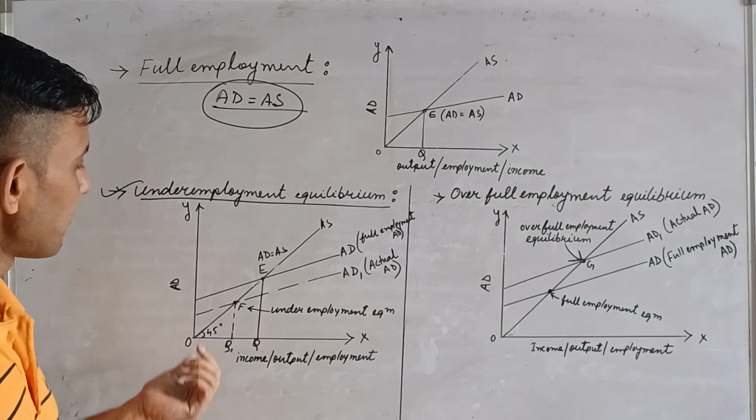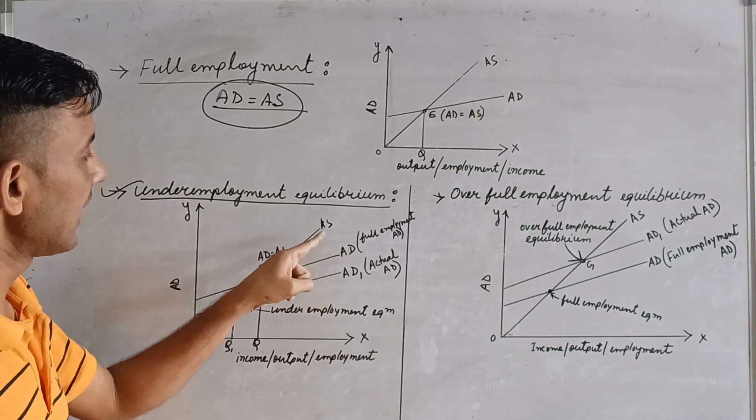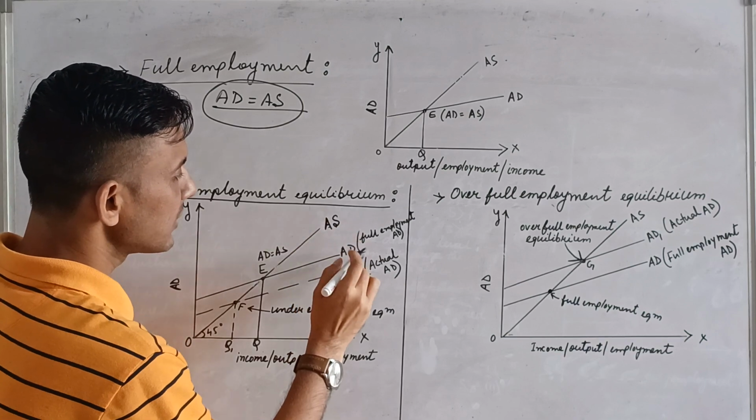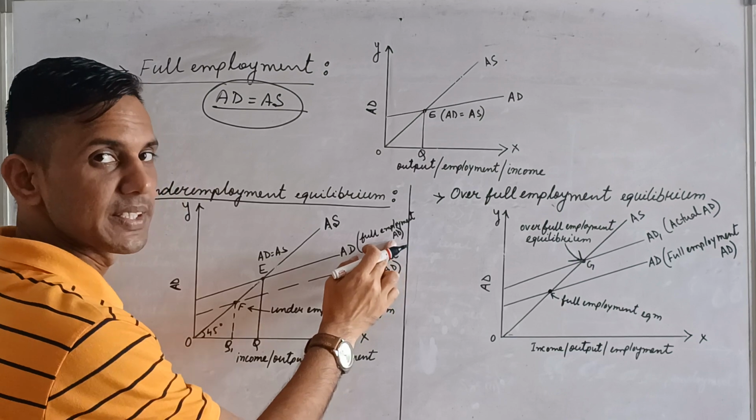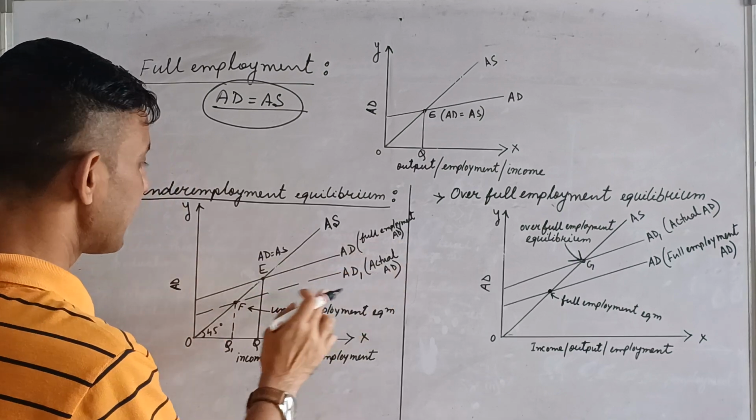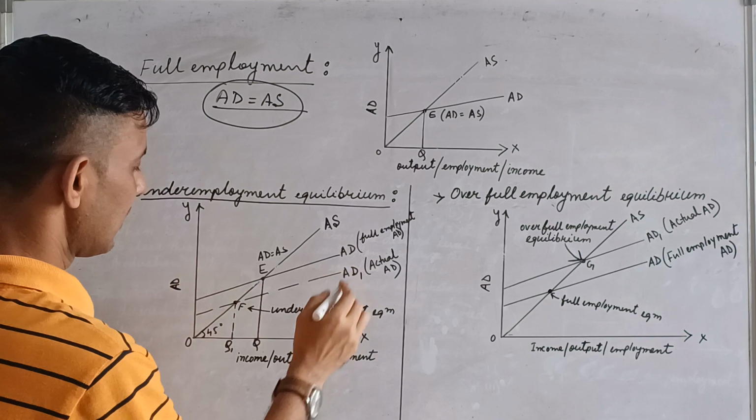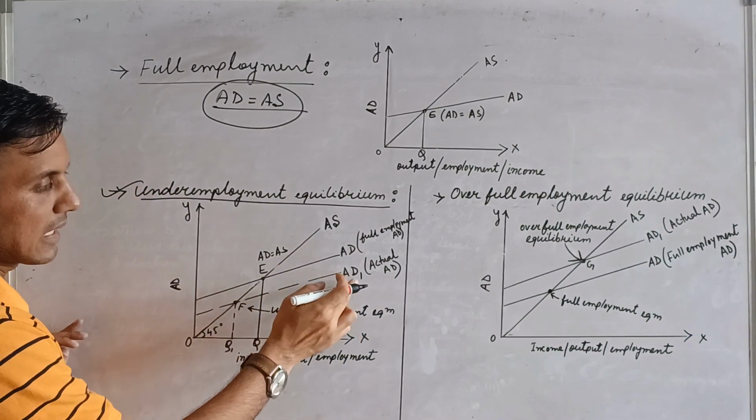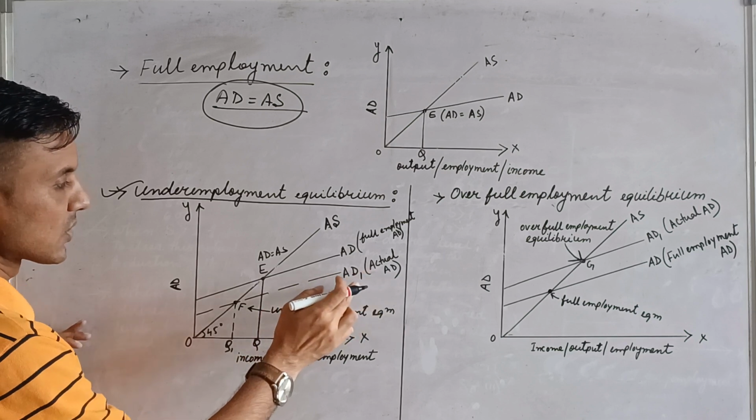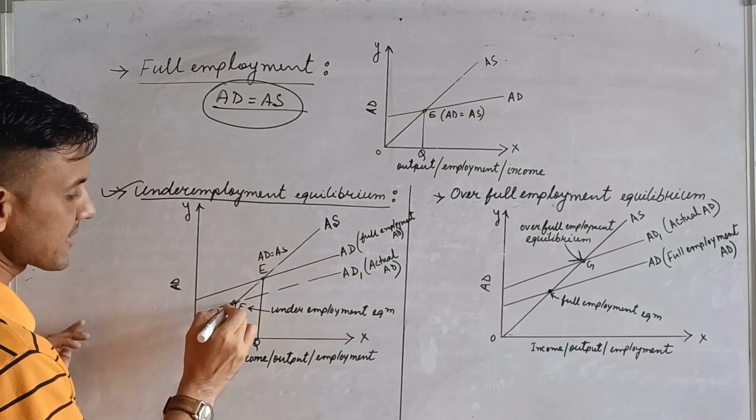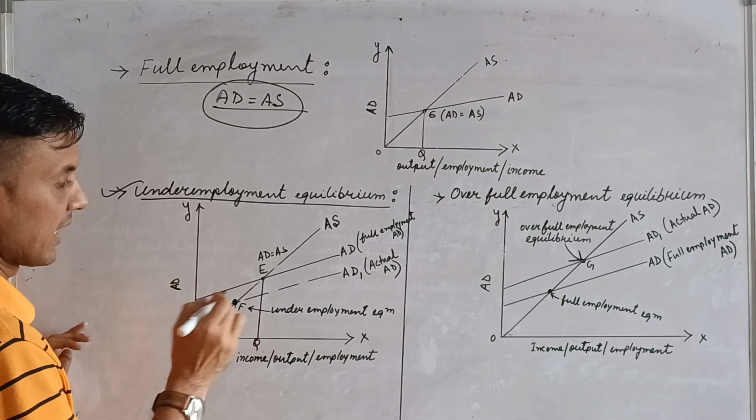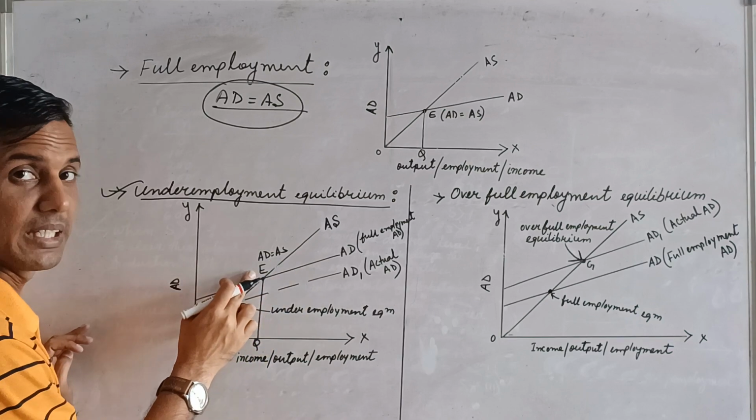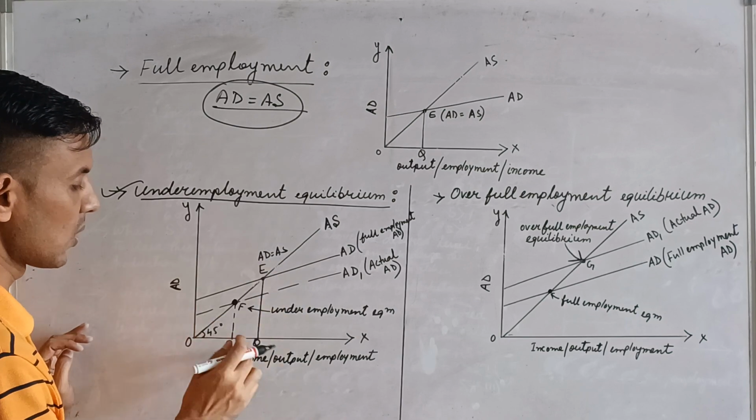So what I did first, I have drawn this AD and AS curve. AD means what? This is the full employment AD. And this is the actual AD. Okay, so when the aggregate demand curve, this actual AD, it means AD1, and AS intersect at point F. Actually, when full employment AD and AS intersect at point E, this is the equilibrium point, it means OQ.